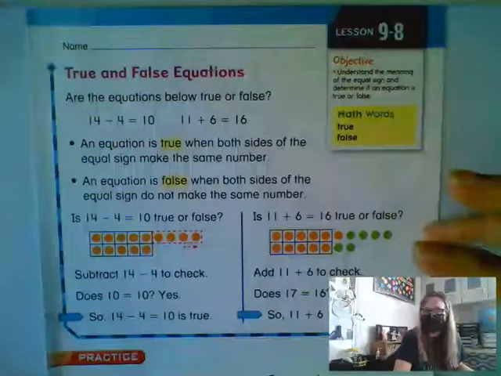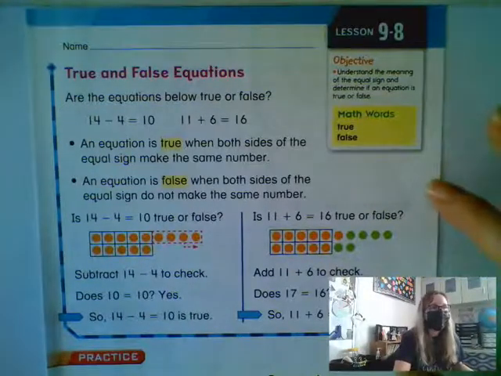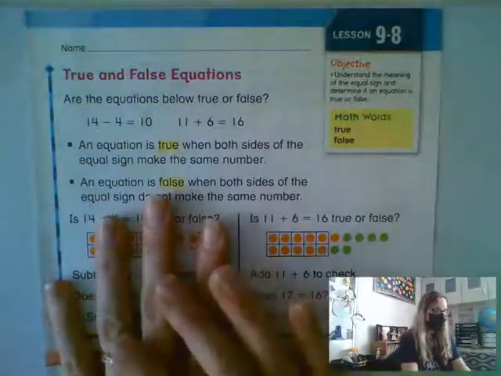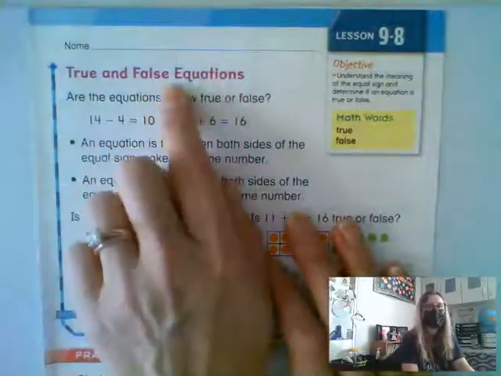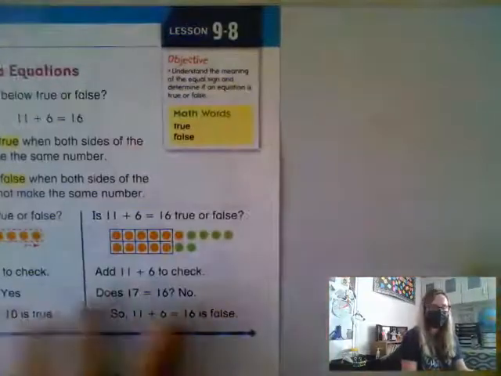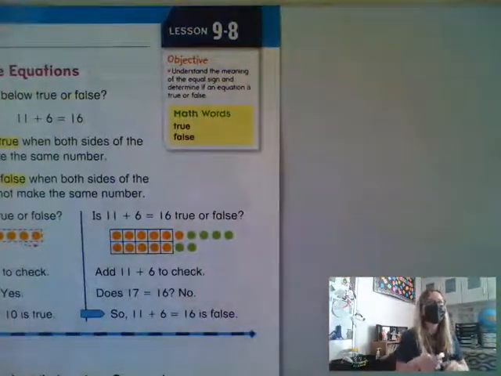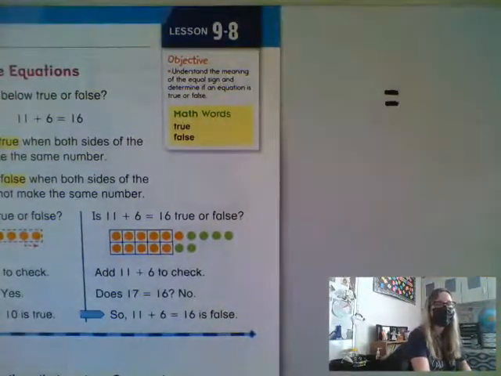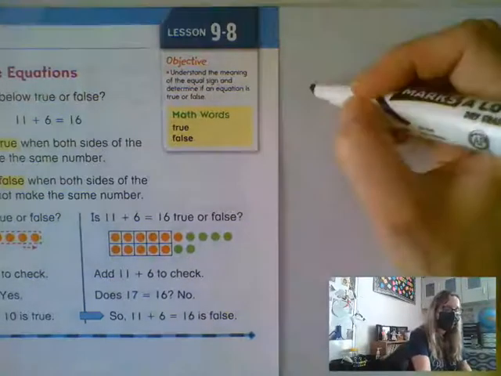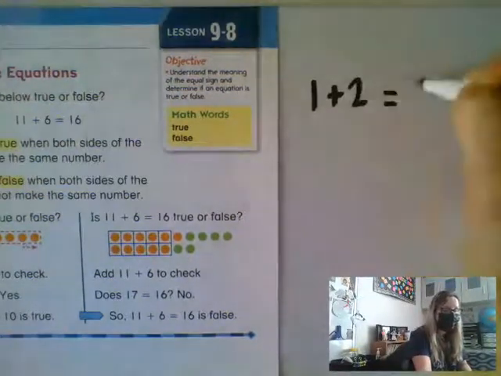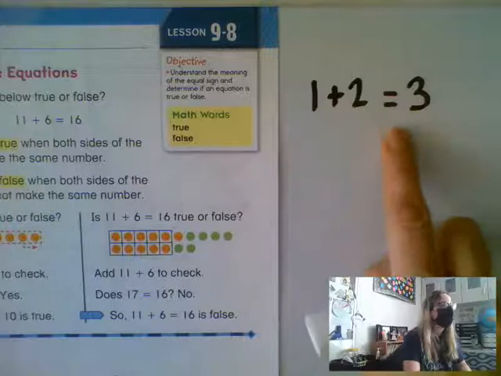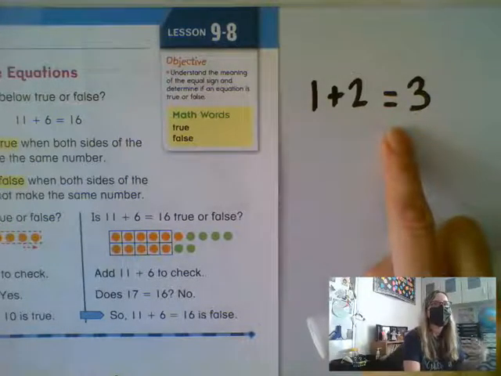Before we dive into the content and talk about what we are learning today, let's talk about what true and false equations means. First of all, before we look at the words true and false, let's look at this word equation. Remember, an equation is any time we have numbers set up on either side of an equal sign. So if it has an equal sign and both sides balance, that's an equation. For example, 1 plus 2 equals 3. That is an equation because it is a number sentence that has an equal sign. So we call it an equation.